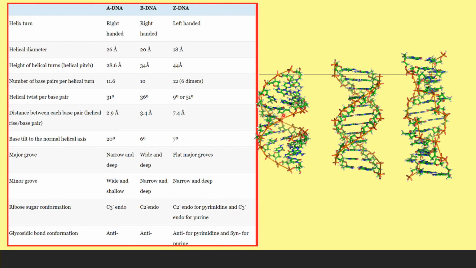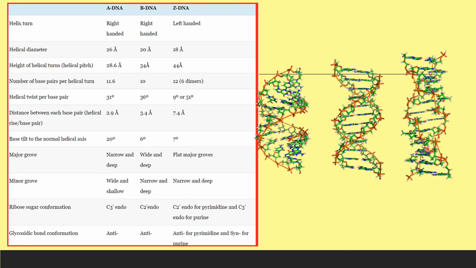What about the major groove in bDNA? In bDNA, the major groove is wide and deep. Here it is wide and it is deep too. What about minor groove? Minor groove is also deep but narrow. Okay. So in case of zDNA, you can see there are no grooves. That is, it is more or less flat. And the minor groove is narrow and deep. Okay. So major groove will be flat and minor groove will be narrow and deep.